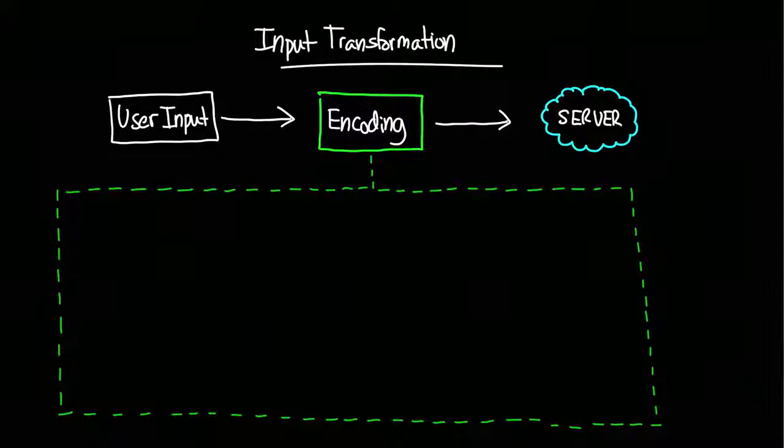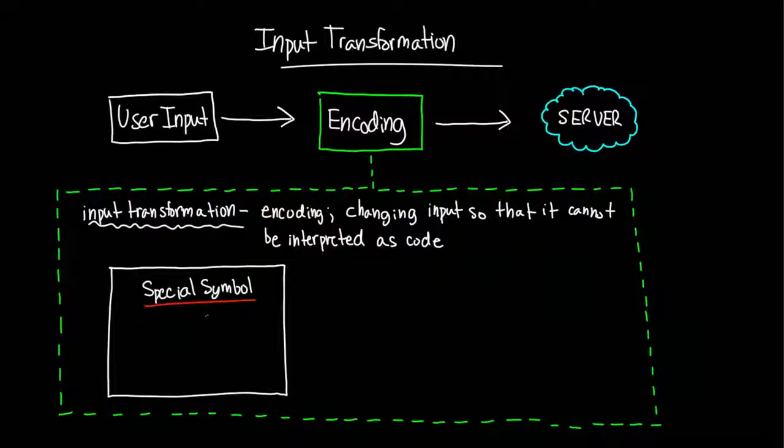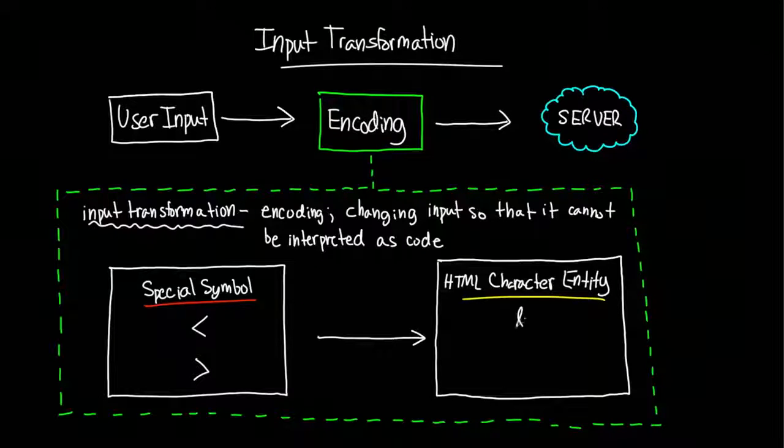Encoding involves making direct transformations to a user's input so that it cannot be interpreted as code. In HTML, for example, many characters can be used to manipulate a page. Characters like this need to be encoded so that they are not executed by the browser. This is done through the use of HTML character entities, which are strings of non-special characters that correspond to each special symbol. This helps the browser determine the difference between the actual code on the website and the user's input, thus removing the threat of injections.